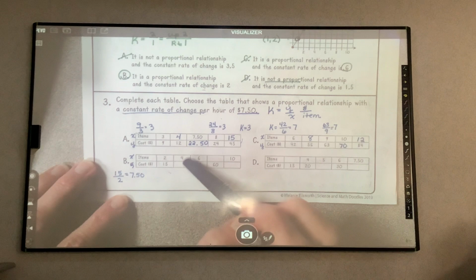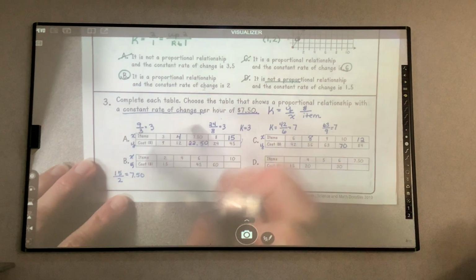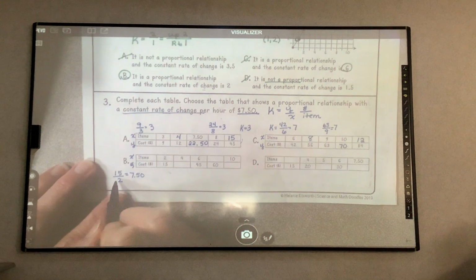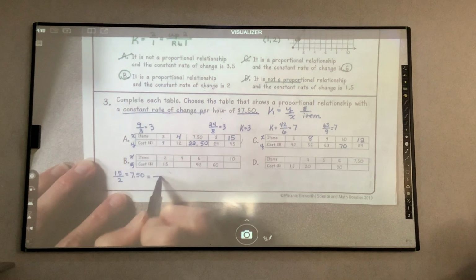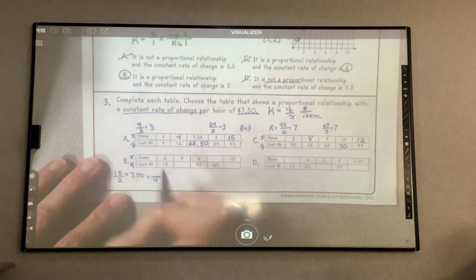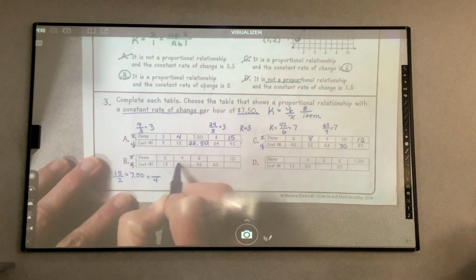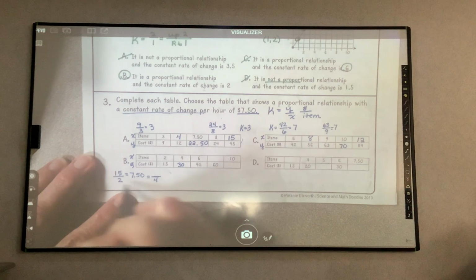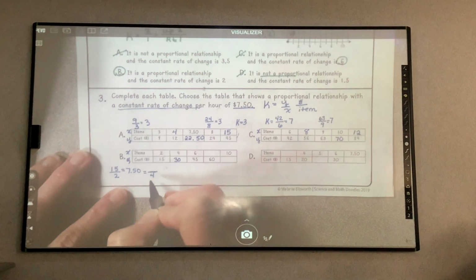Okay, you can do that. Now, here's another thing. If I want my denominator to be 4, how do I get from 2 to 4? Times 2. So what's 15 times 2? 30. Didn't that make that one easier? Yeah. I used unit, or equivalent ratios.